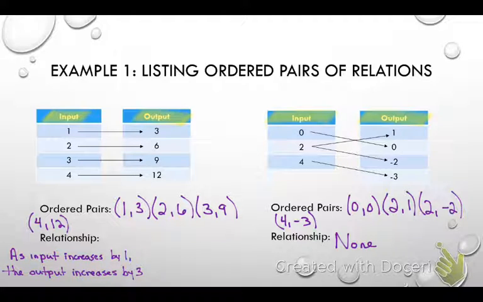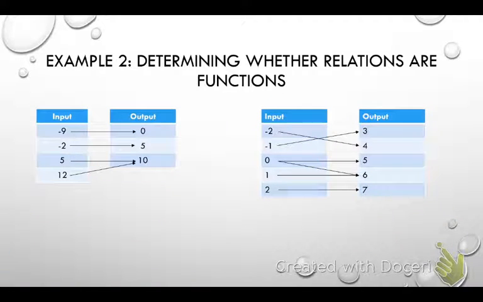All right, and that pretty much covers example 1. So we're just learning how to read the mapping diagram and pull out the ordered pairs. Do you guys understand? All right, so now in example 2, I'm looking at these mapping diagrams and now I'm asking myself, is it a relation or a function?